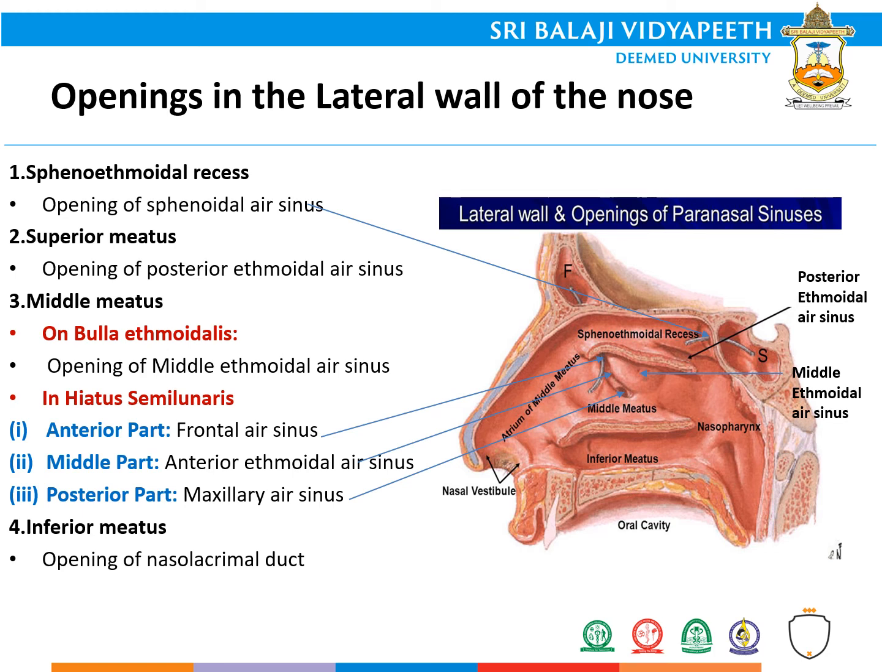And please also note that in the inferior meatus lies the opening of the nasolacrimal duct, and this opening of the nasolacrimal duct is guarded by Hasner's valve.